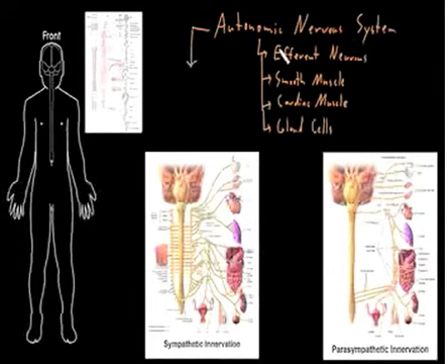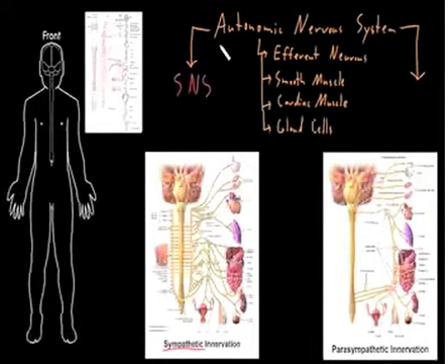So let me write two big arrows here. And this part we call the sympathetic nervous system, which is the first big part of the autonomic nervous system. So I'll just write SNS for short, for sympathetic nervous system. And this other big part we call the parasympathetic nervous system. Parasympathetic, so I'll just write PNS for short, for parasympathetic nervous system.